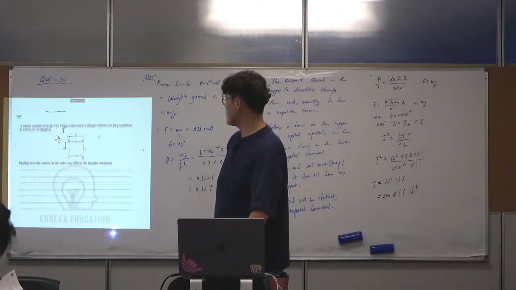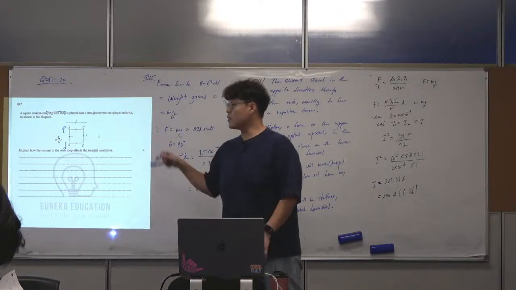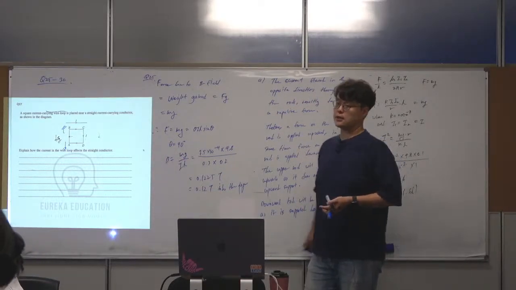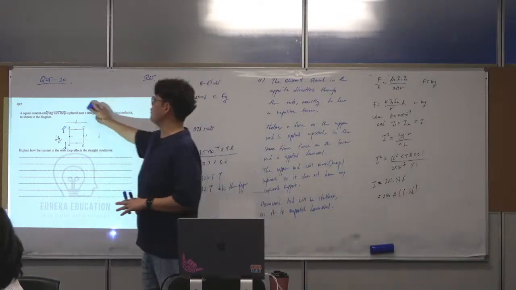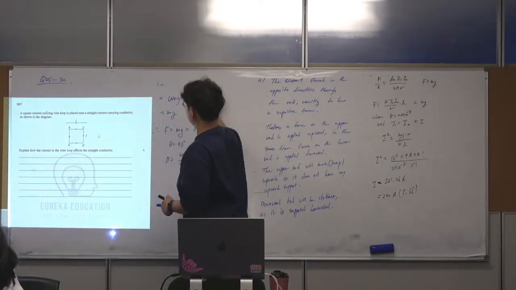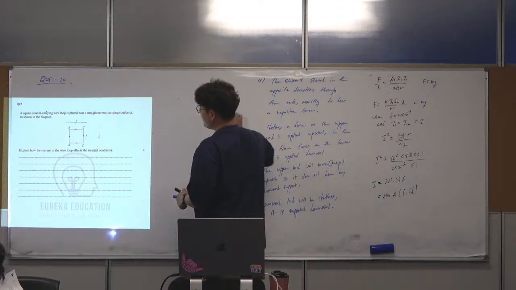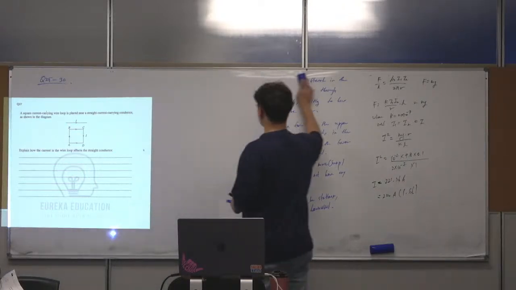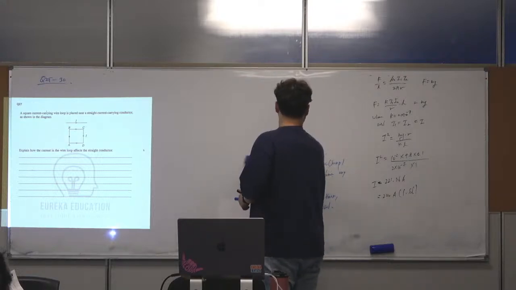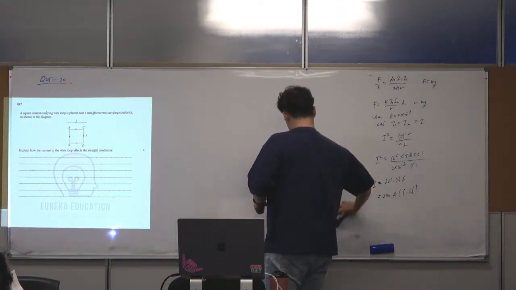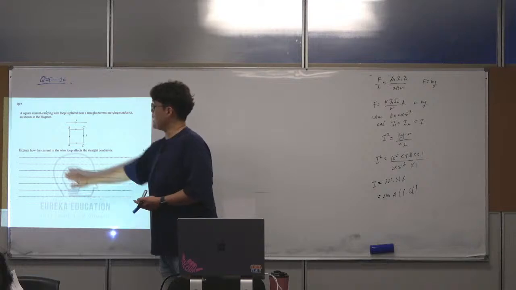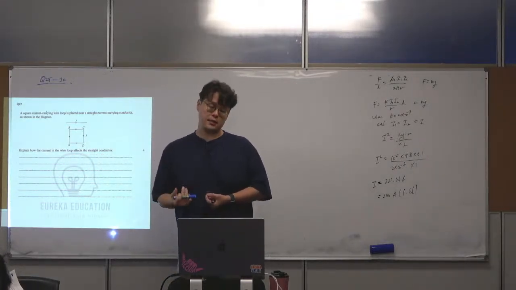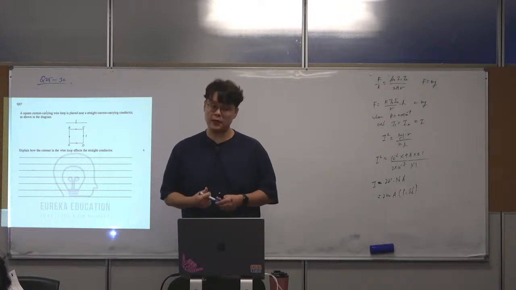27, please. Okay, a question that I briefly showed you, and I told you that we have that in HSC, and this is it. This is what we had before. A square current carrying wire loop is placed near a straight current carrying conductor as shown in the diagram. Explain how the current in the wire loop affects the straight conductor. It's not about the calculation, you need to explain it.